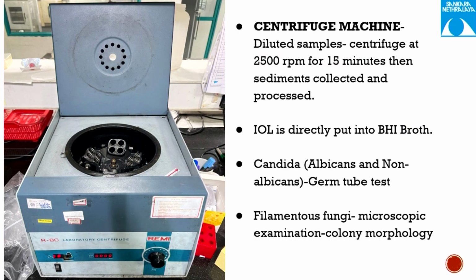So this is the centrifuge machine in our lab. Any diluted sample is centrifuged at the speed of 2500 rotations per minute for 15 minutes, and then sediments are collected and processed. IOL can be directly put into BHI broth, and for Candida albicans and non-albicans, we have the germ tube test, and for filamentous fungi, the microscopic examination for identifying the colony morphology.